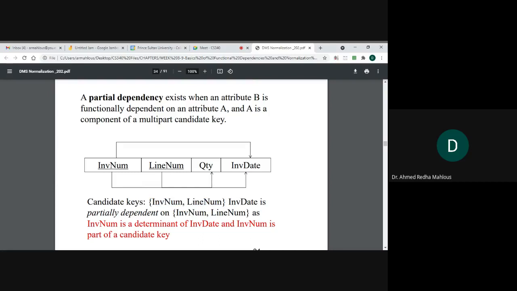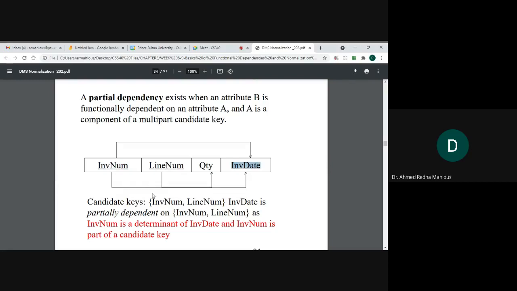Now, we say that inventory date is partially dependent on this and this. Why? Because we don't need to know both of those two attributes, inventory number and line number, to give you the inventory date. We can look at the determinant, because knowing only the inventory number, I can give you the inventory date.